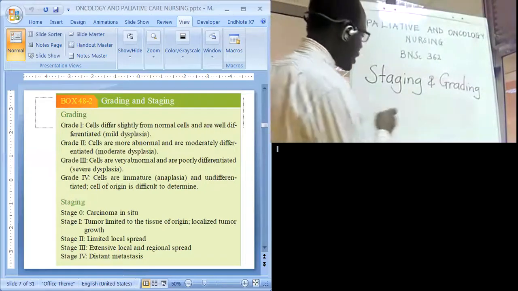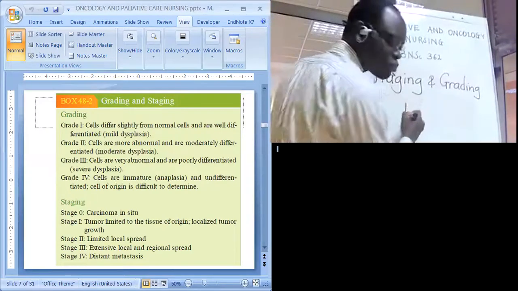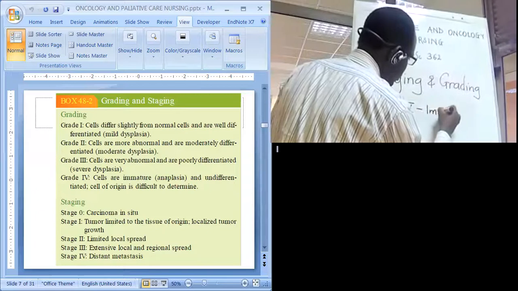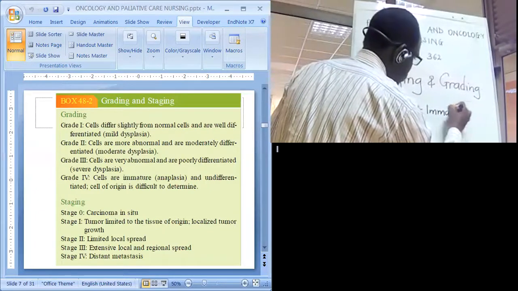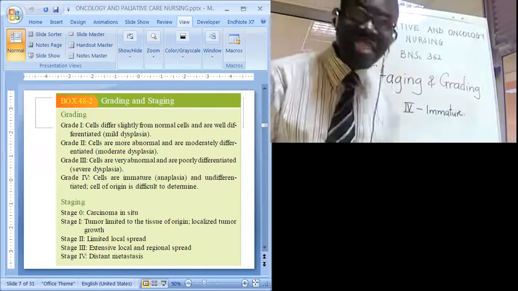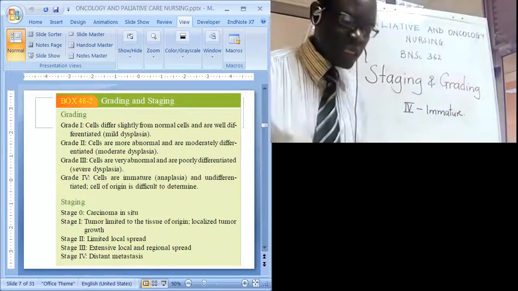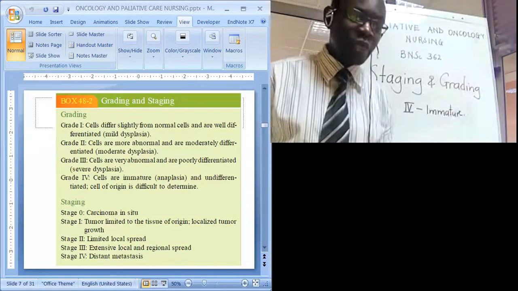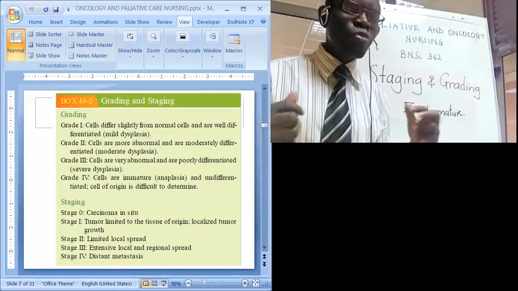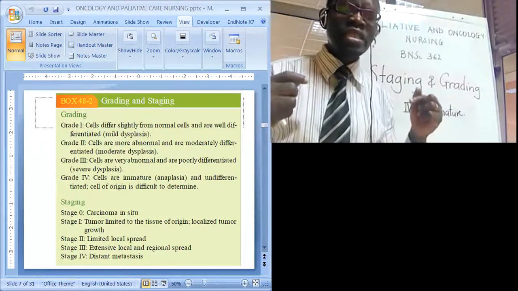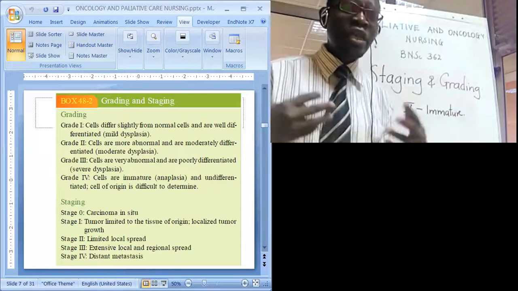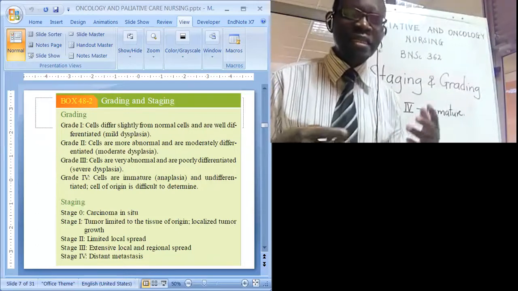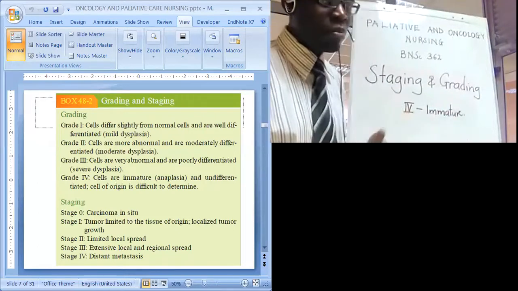So we are saying that in grade 4, the cells are immature. They are immature and become useless to the body. Actually, a cancer would not be a bad thing per se. However, because of too much cell division, they consume all the nutrients, even the food reserves of the human being, and then they become deadly.